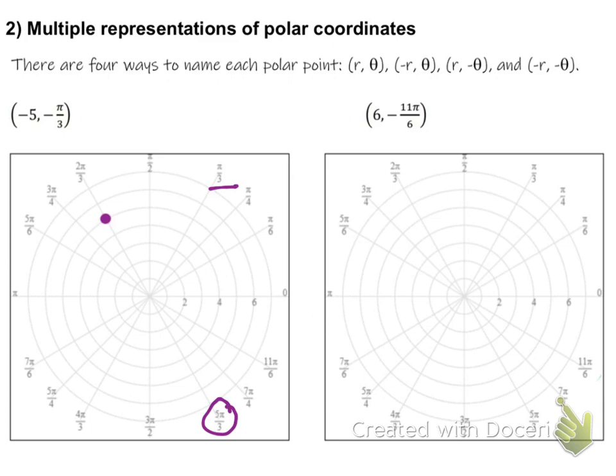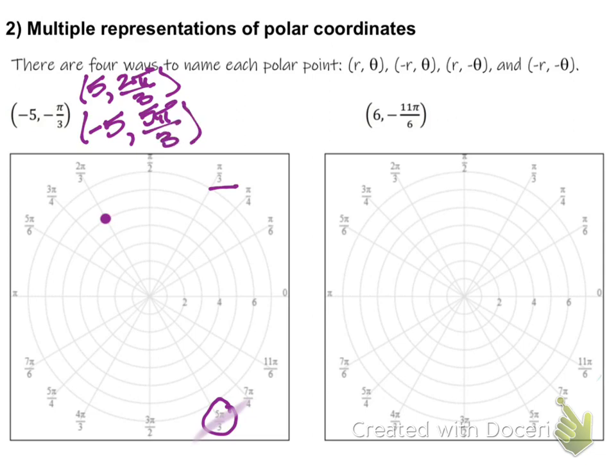So there's our point. Right away, I can see that I could also name this point as 5, 2 pi over 3. How else could we name it? Well, let's make the theta positive. So instead of saying that this is negative pi over 3, let's make it a positive 5 pi over 3. And the r would still be negative. So we would have negative 5, 5 pi over 3.